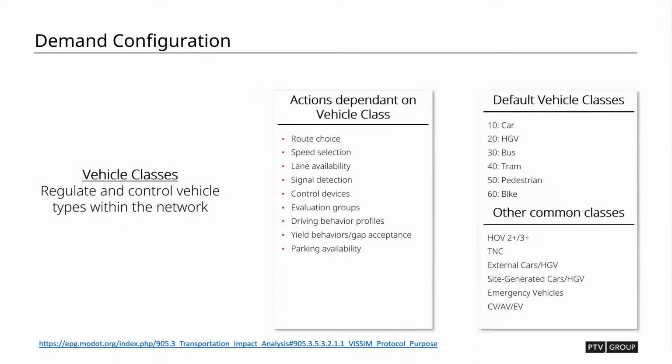The last definition I want to get out of the way are vehicle classes. These look very similar to vehicle types, but the key difference is a vehicle class has nothing to do necessarily with the characteristics of the vehicle. What a vehicle class does is group together different vehicle types for control purposes.